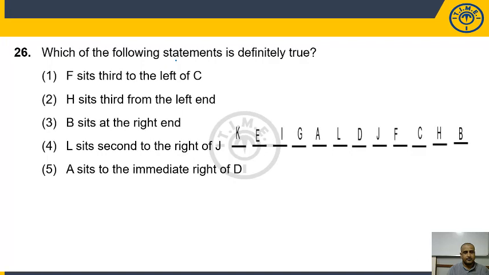Next. Which of the following statements is definitely true? F sits third left of C. Is F third left of C? No, F is immediate left of C. So it is not true. H is third from the left end? No. H is second from the right end. So it is not. B sits at the right end? Yes, it is true. Choice 3. No need to check the remaining 2 because there is no such option more than one of the above. So don't waste your time. Next.